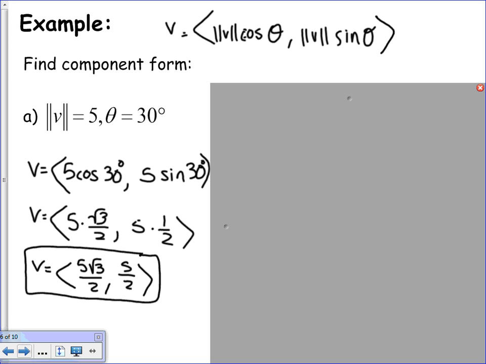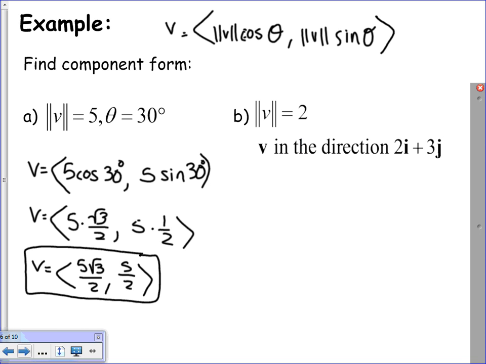So why don't you try the next one? The magnitude is 2, and you want it to go in the direction of 2i plus 3j. There are two ways to answer this. You can give me an exact answer, which would look sort of like that very first problem we did, or you can give me a more rounded answer if you calculate your direction angle, thinking about your skills from yesterday. I'll give you just a minute to look over and decide how you are going to attack this particular problem.